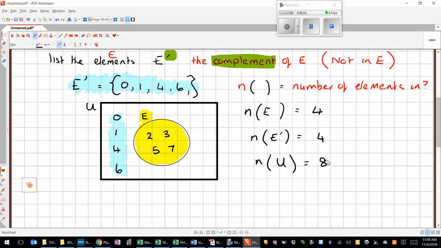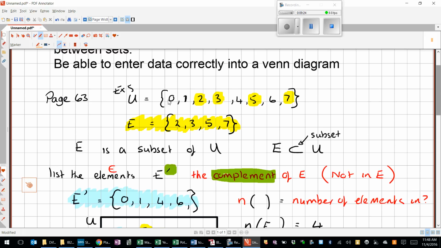And universal is all of them. Which bit are you confused with? U is everything in the rectangle. So this number here for n(U) should be the number of numbers we were given originally. So 1, 2, 3, 4, 5, 6, 7, 8.